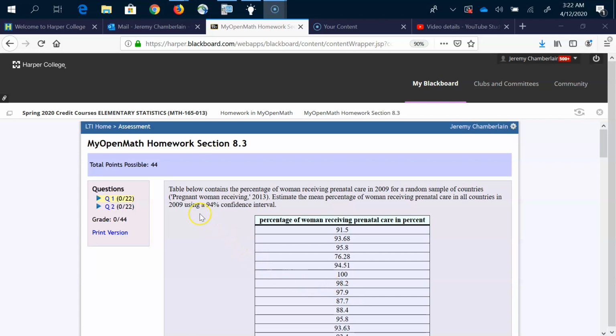So if I read the paragraph, it says the table below contains the percentage of women receiving prenatal care in 2009 for a random sample of countries. Estimate the mean percentage of women receiving prenatal care in all countries in 2009 using a 94% confidence interval. So our level of confidence is 94%. These are all quantitative or numerical pieces of data, and so we're going to find a confidence interval for a mean percentage.